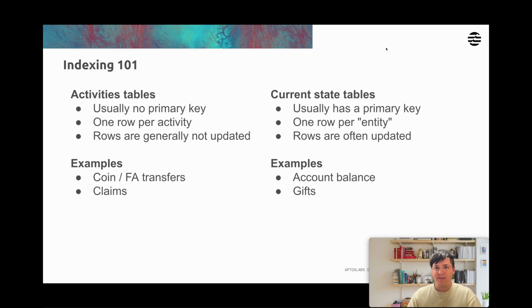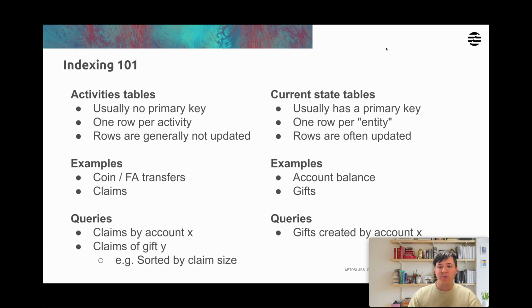In our case, claims are an activity. So every time there is a claim, this is a new row in the table, whereas gifts have things that we want to update every time. So when someone snatches, we want to change the value for the amount of APT or the amount of asset remaining and the amount of envelopes remaining.